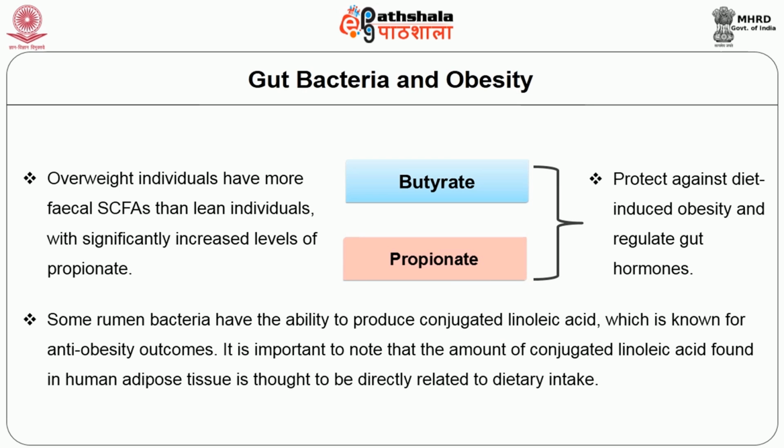Some human bacteria have the ability to produce conjugated linoleic acid, which is known for anti-obesity outcomes. It is important to note that the amount of conjugated linoleic acid found in human adipose tissue is thought to be directly related to dietary intake.